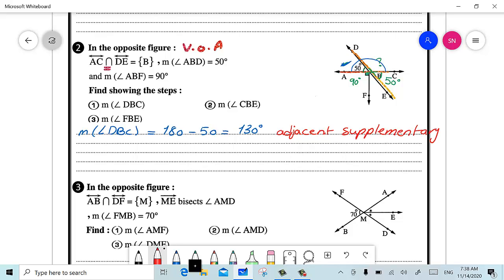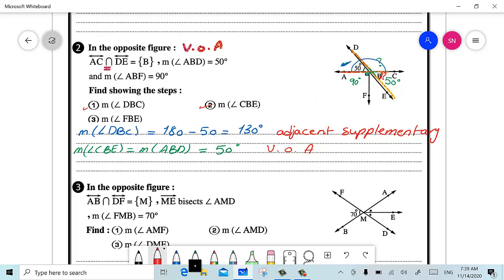Let's go now for the second requirement. He wants me to find the measure of angle CBE. And here is the measure of angle CBE. This angle, which I have already calculated and said that it's vertically opposite angle to angle DBA. So simply, I'm going to write that measure of angle CBE is equal to measure of angle ABD. Both of them are equal to 50 degrees, and the reason that they are vertically opposite angles. Now we have finished the first requirement and the second.